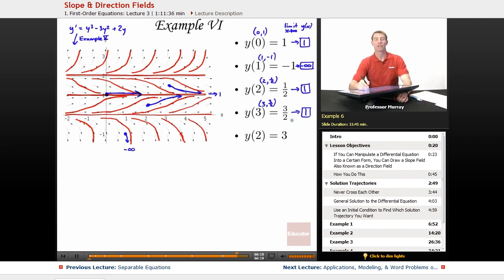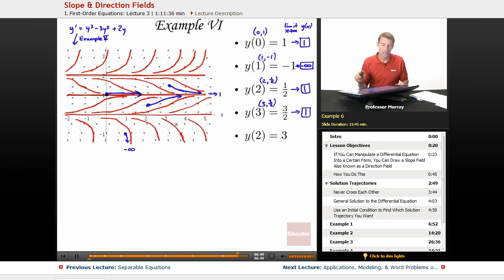What we say here is that 1 is a stable solution, meaning that the other solutions are attracted towards 1. 1 is a stable equilibrium solution. By contrast here, 0, if you look at the solution trajectories around 0, they're going away from it. And so we say 0 is an unstable equilibrium.